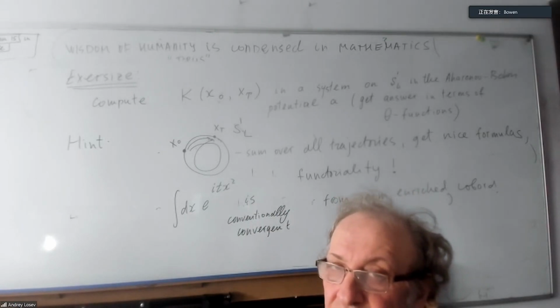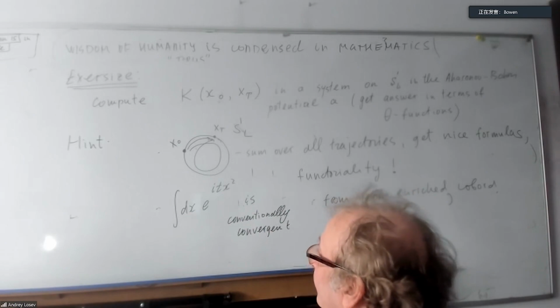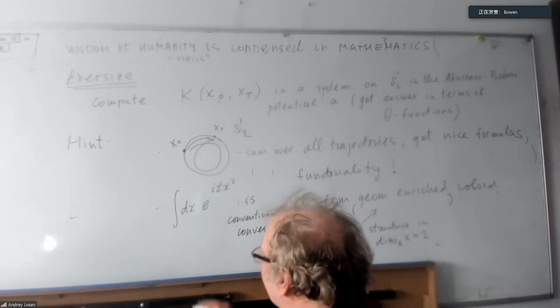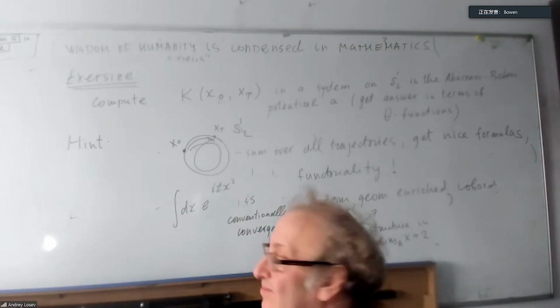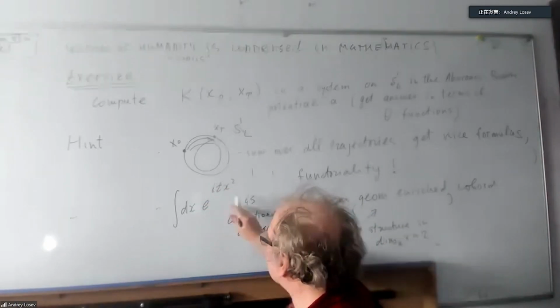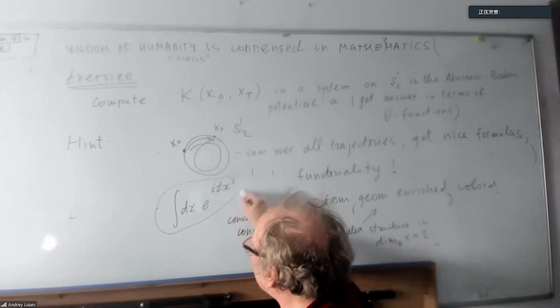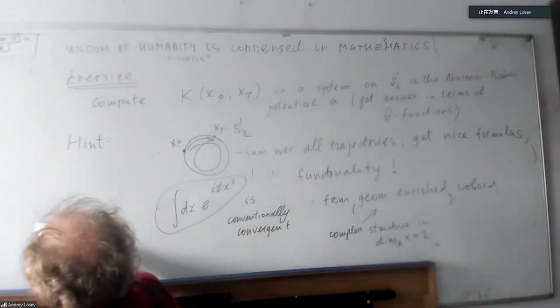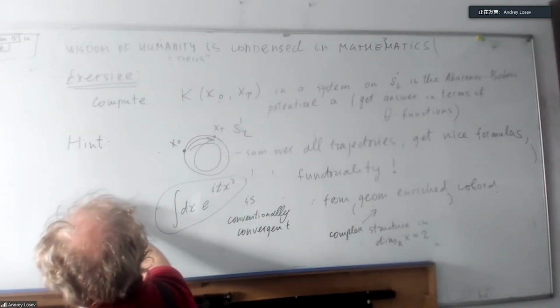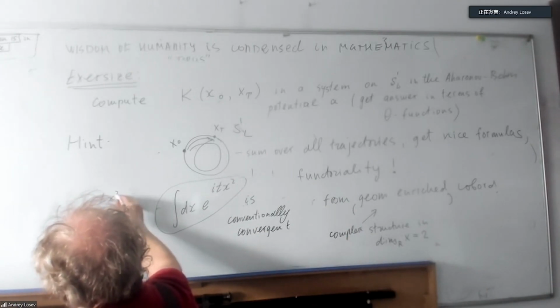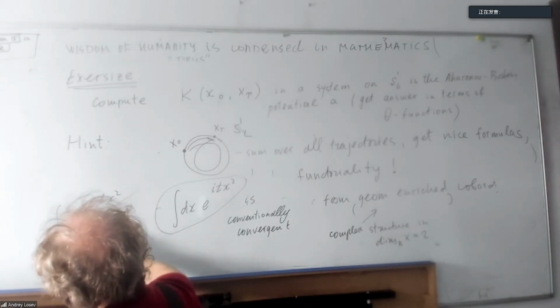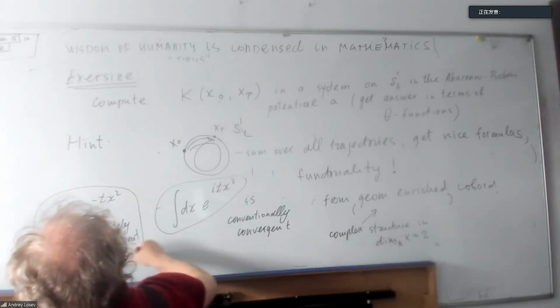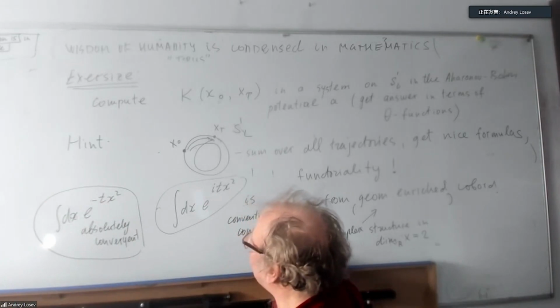Oh, it's convergent. Yes. I can see it because this one is on the unit circle. It's an integral not over the unit circle. The integral dx e to the minus t x squared is absolutely convergent. This integral is conditionally convergent.